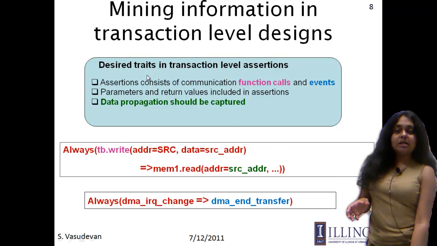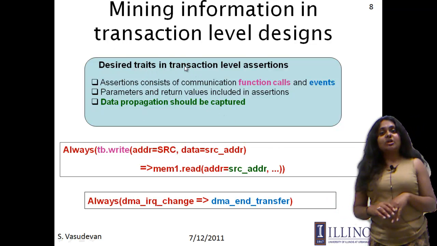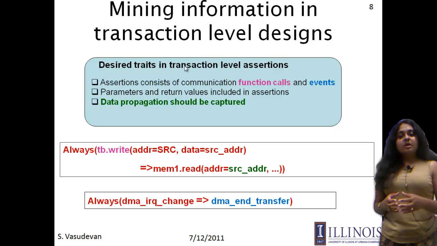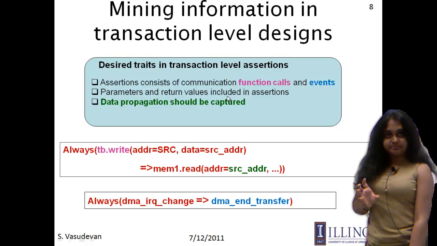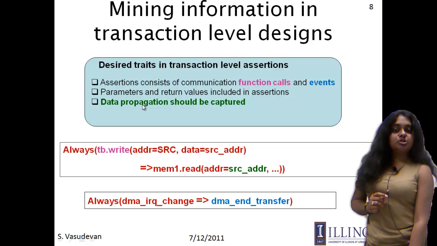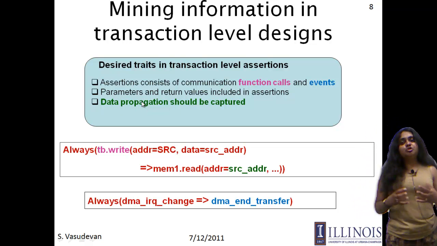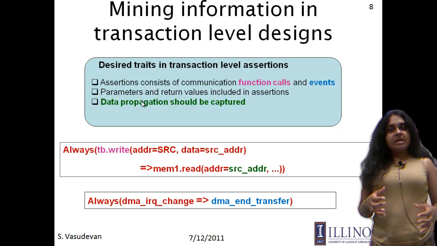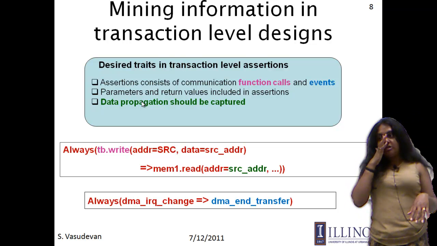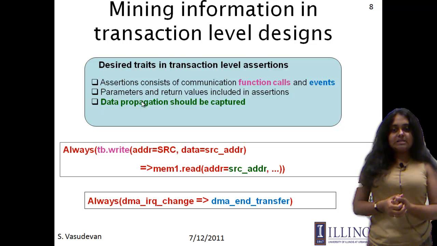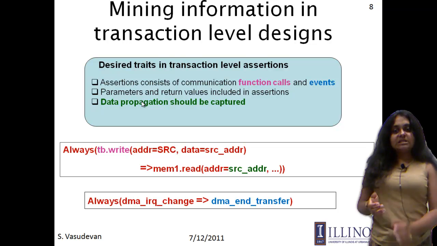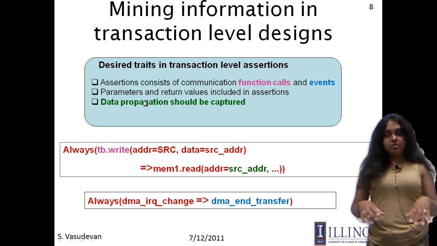Candidate designs, let's look at the desired traits in the transaction level assertions. So we would like these assertions to consist of communication primitives like function calls and events. We would like them to have parameters and return values included, and we would like these assertions to capture the fact that data propagation or data flow between the relevant blocks is correct. We would like them to capture this particular relationship of data propagation between different blocks.